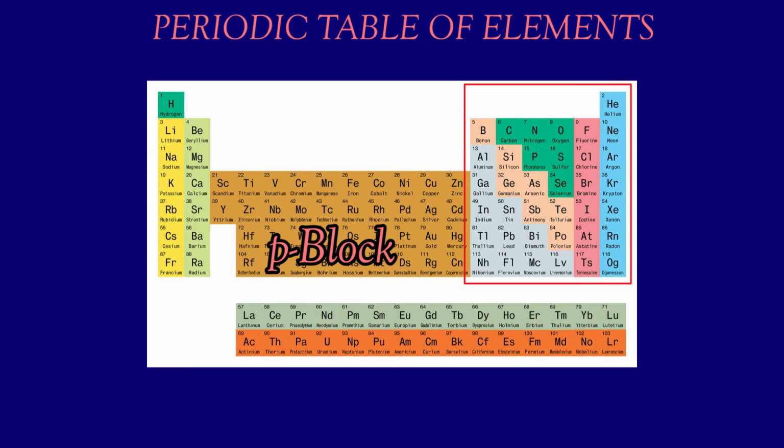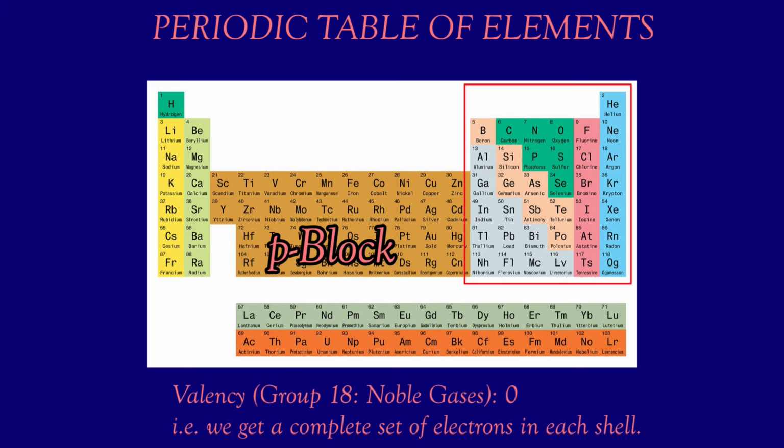And noble gases at the final group, these contain helium, neon, argon, krypton, xenon, radon, and oganesson. Note that the valency becomes 0 in the noble gases. This means we get a complete set of electrons in each shell.